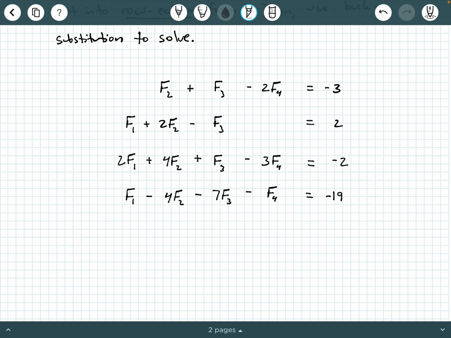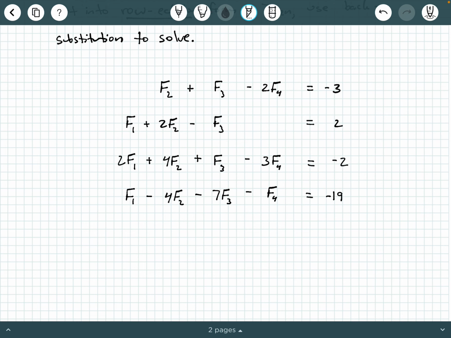Equation 2 says f1 plus 2f2 minus f3, and then no f4 term, equals 2. And then equation 3 is 2f1 plus 4f2 plus f3 minus 3f4 equals -2. And then the last equation, f1 minus 4f2 minus 7f3 minus f4 equals -19.